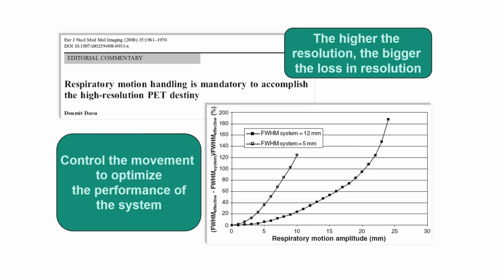In this paper, the impact of movement on the spatial resolution of a system is described. Two systems with a spatial resolution of 5 and 12 millimeters respectively are compared, and loss of resolution is measured as a function of respiratory motion amplitude. They showed that the higher the spatial resolution of a system, the bigger the loss in resolution due to movement. So controlling the movement is needed to optimize the system performance.